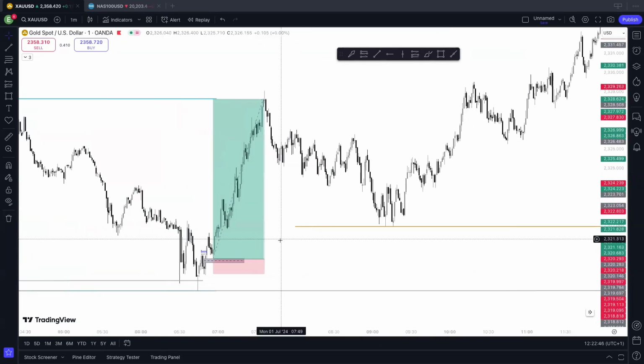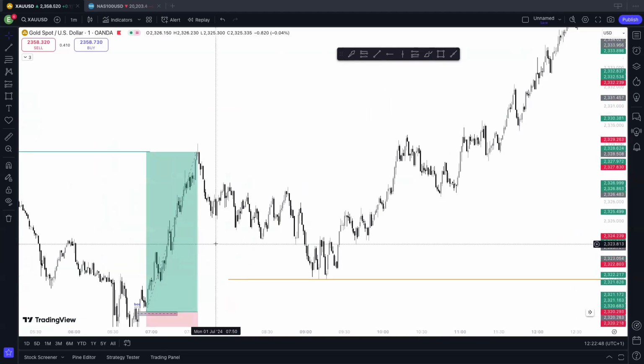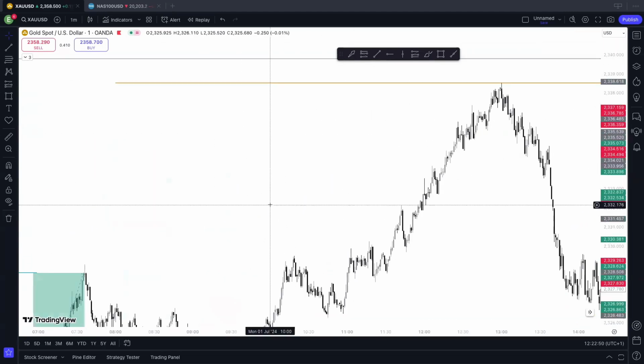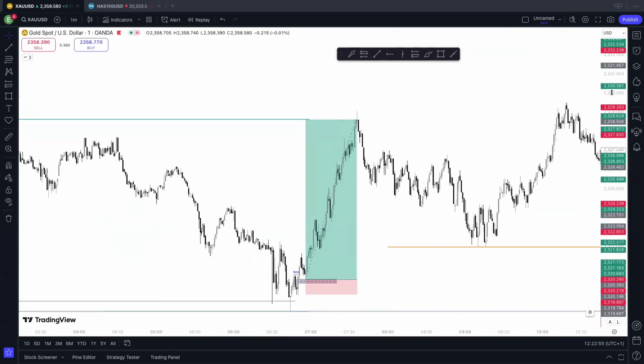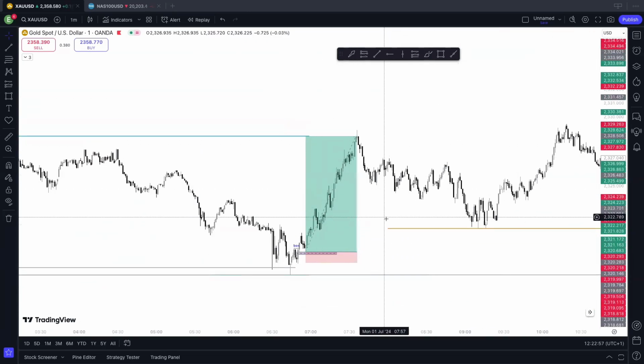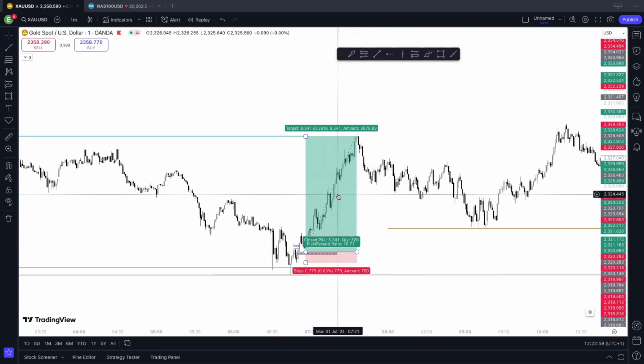uptrend. Even if you broke even and you decide to keep a little position holding all the way up, you could have held it for a much higher percentage gain, but this is enough. Even a 1 to 2 was enough. So we managed to get a nice 1 to 10 trade on gold on Monday.